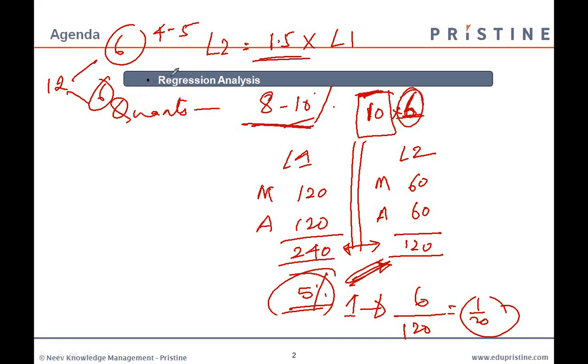So regression analysis is a broad concept, because in regression analysis you study the analysis, various assumptions, various limitations, etc. So all put together is quite the bulk of your quants topic in level 2.